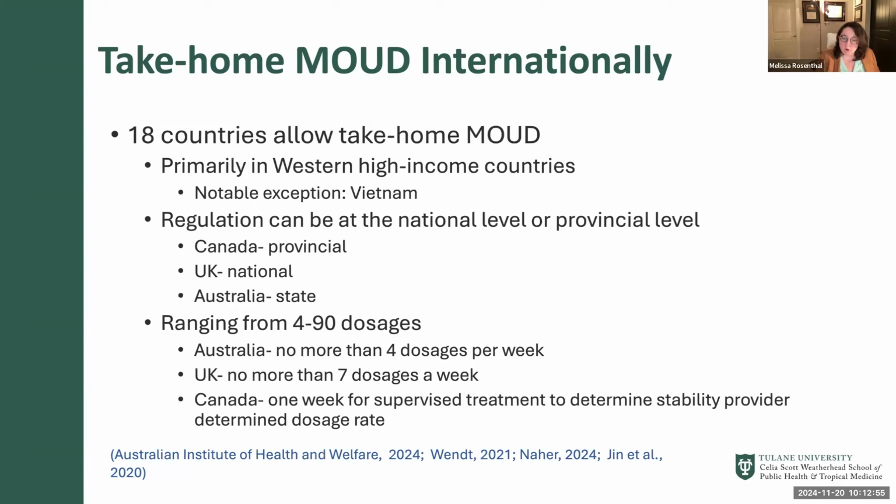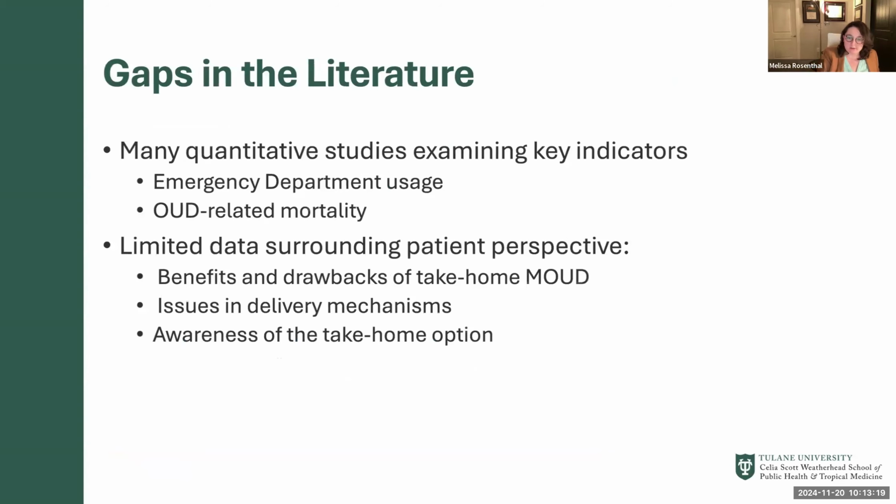Australia, as you can see here, you have to have a maximum of 4 dosages per week. The UK, no more than 7 per week. Canada, 7 days dosages, which are then used to determine stability, and then the provider can determine dosage rates tailored to each individual patient. So there are many gaps in the literature.